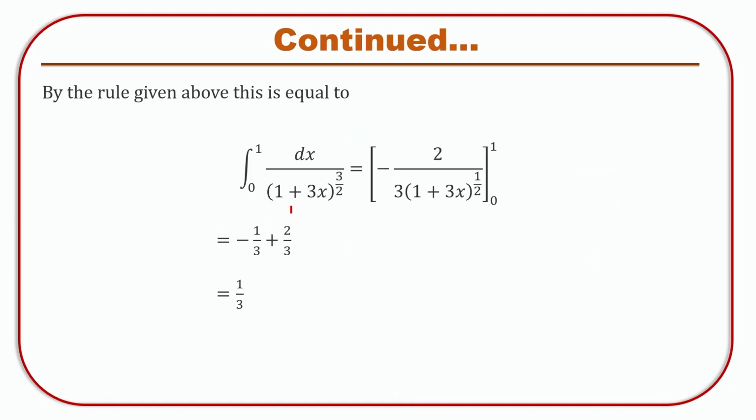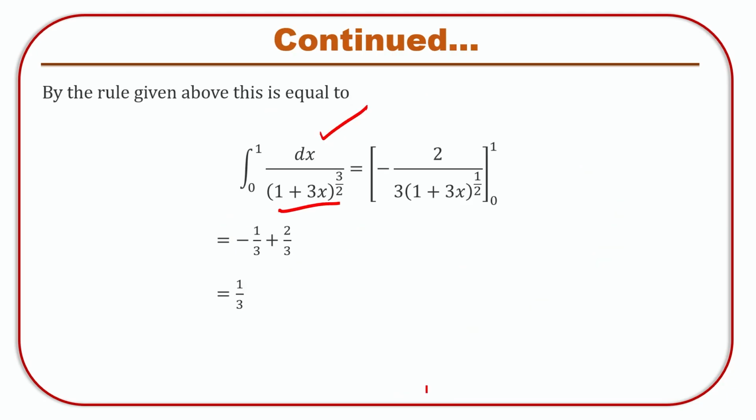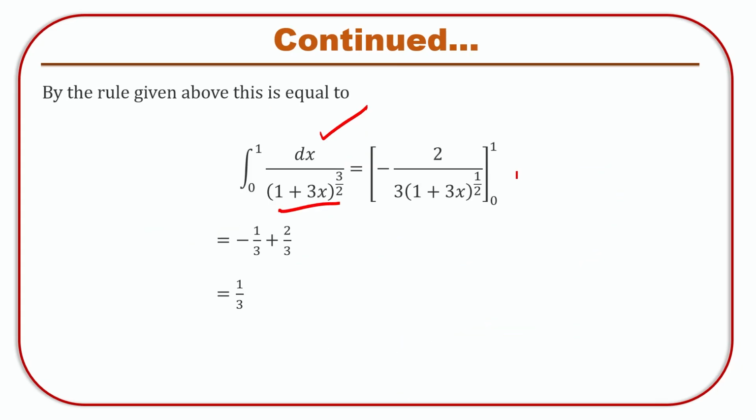So this comes out as 1 by n is dx, and f(x) equal to (1 + 3x)^(3/2), right? Because you have 1 plus 3r by n, with r by n equal to x. So putting this in, and the limiting values from where to where? 0 to 1, right? So that's what we have done, and it can be easily evaluated.